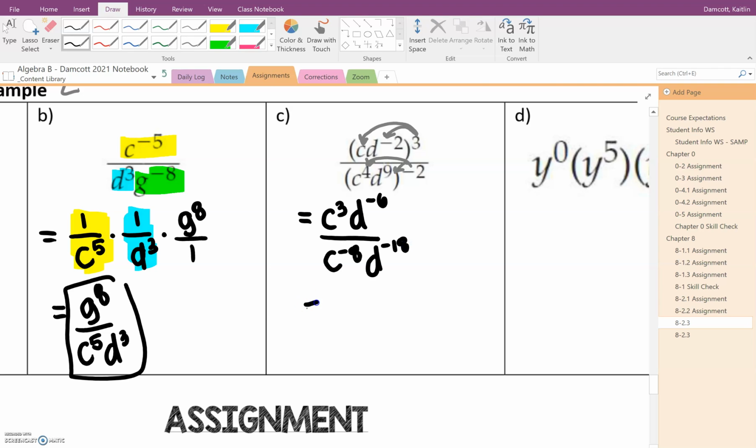Okay, whew, this is where things are going to get super weird. So we've got a c to the 3rd and a c to the negative 8. And then we've also got a d to the negative 6th and a d to the negative 18. This is wild, but we're going to make it work. So when you are dividing and you have powers that have the same bases, so in this case a c and a c, the rule is to subtract your exponents.